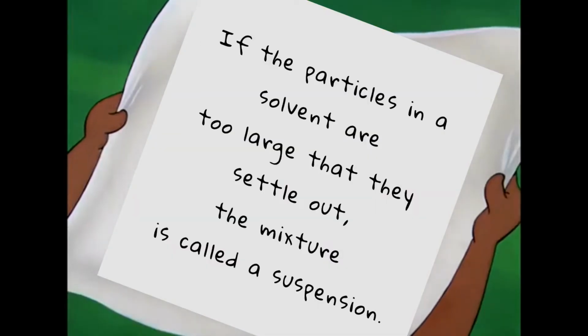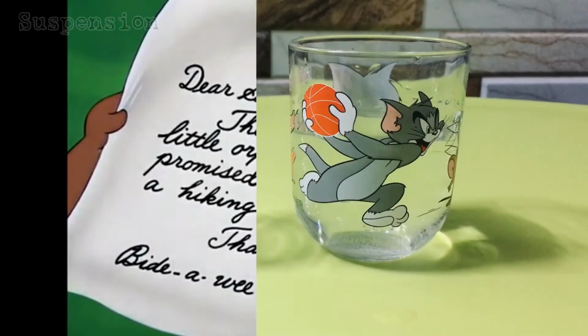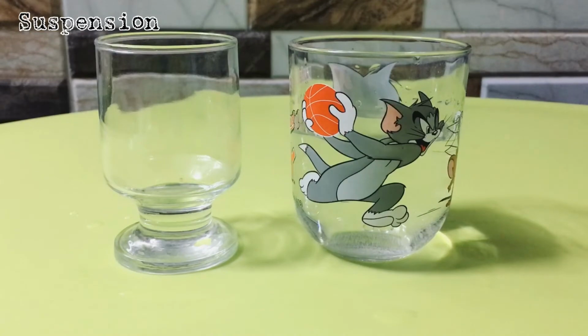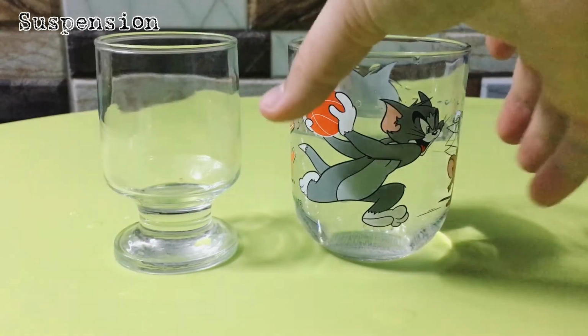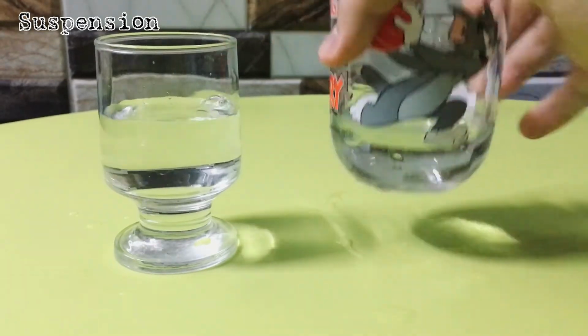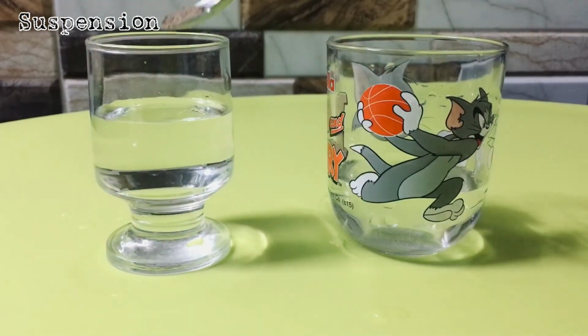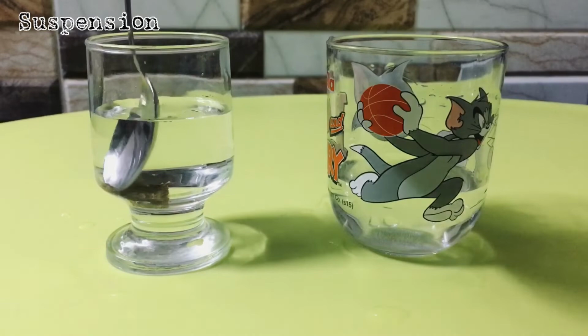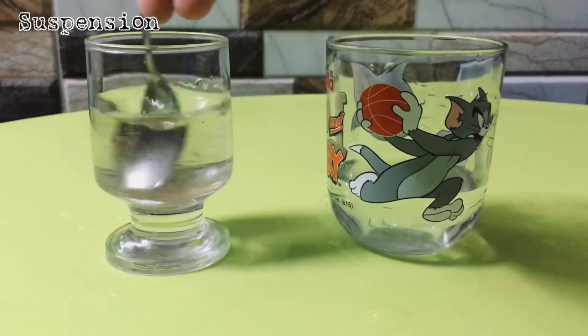On the other hand, if the particles in a solvent are too large that they settle out, the mixture is then called a suspension. So also this time we're gonna put water, but then instead of salt we're gonna add sand or soil. Now, as you can see, the particles of the soil collect in the bottom of the cup.